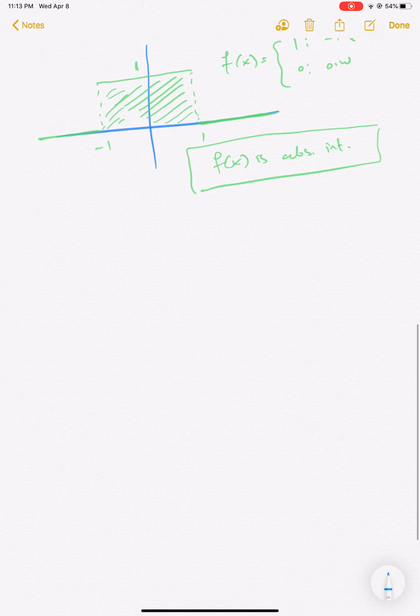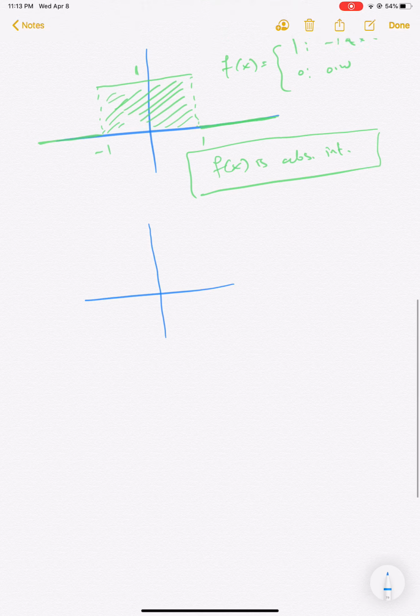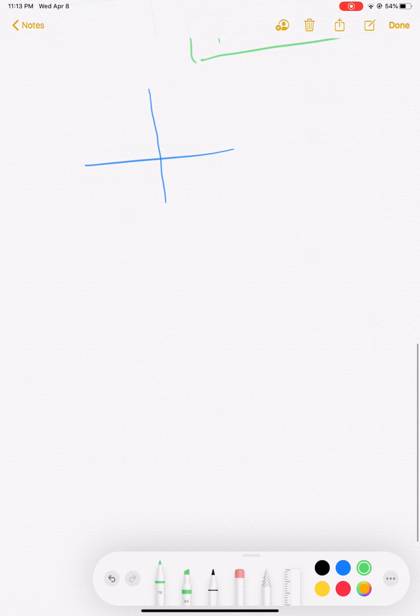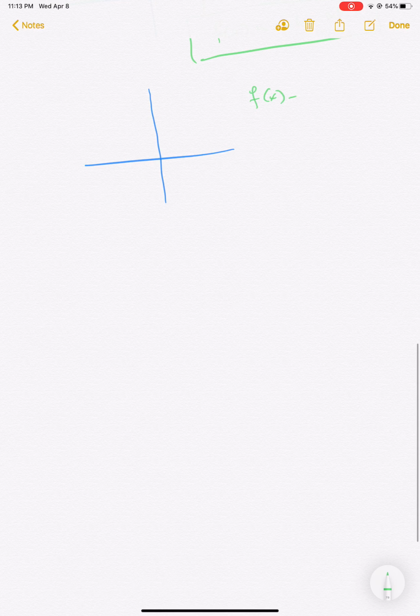Another example, and again, this is not a calculus course, so I'm not doing any calculus computations. You can go to calculus 2 if you like. But again, I just want to show you the idea behind all of this. If you look at the function, so now I'm taking the function f of x equals e to the minus absolute value of x. So what is e to the minus absolute value of x?